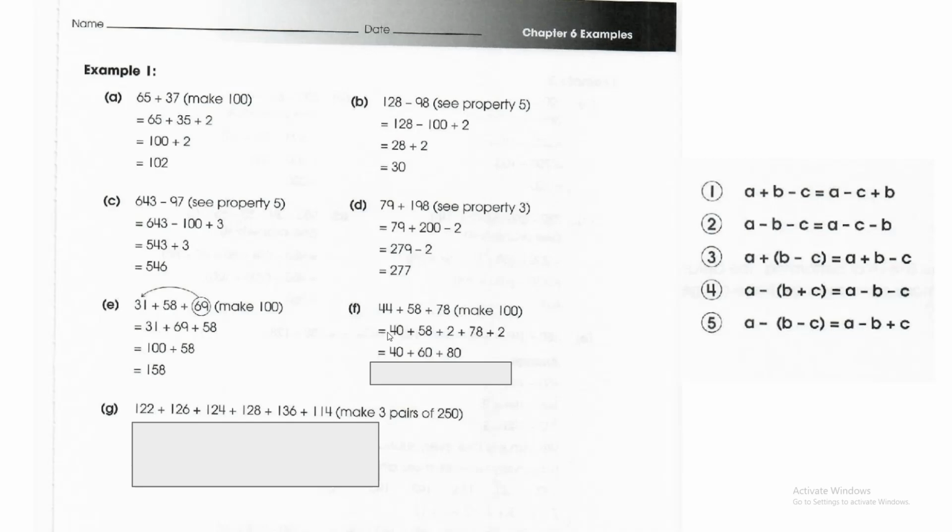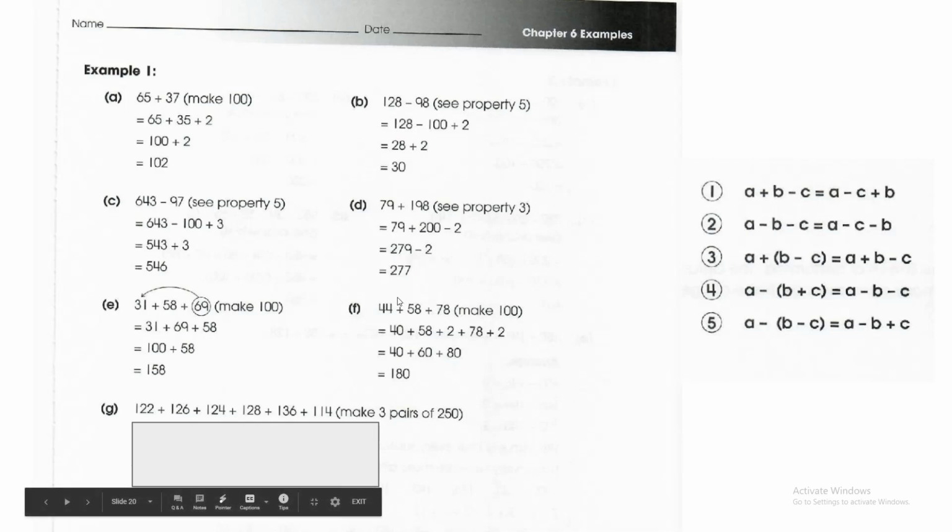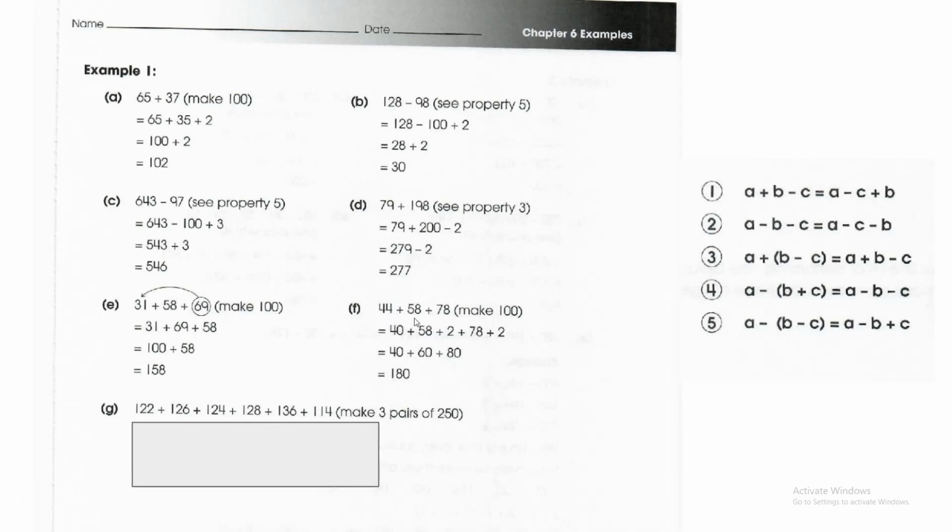As you can see here, we have 40 plus 58 plus 2 plus 78 plus 2. This will give us 40 plus 60 plus 80, and your resulting sum is 180. Now, we could also do it another way, in which case we just take 42 plus 2 and add 58, because that would also give us 100 plus 78 plus 2. But if you do it this way, it makes it only 3 numbers, and they're a lot easier to add.